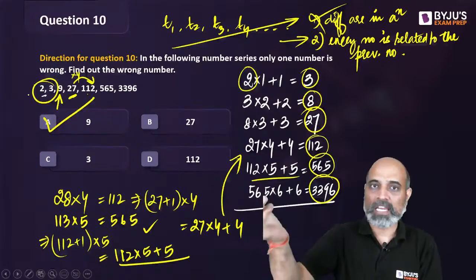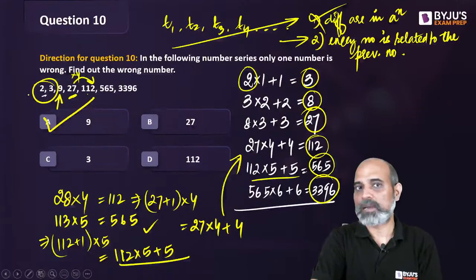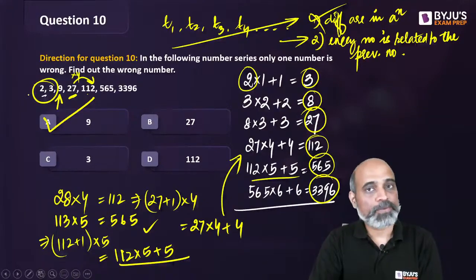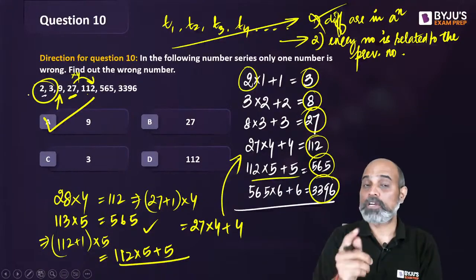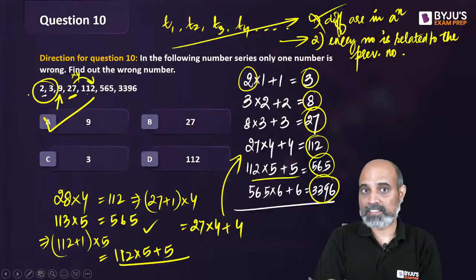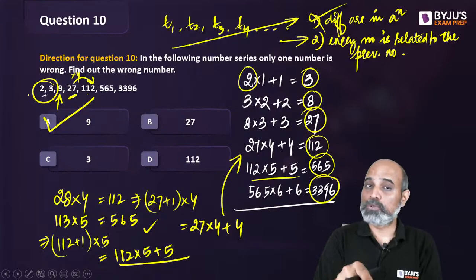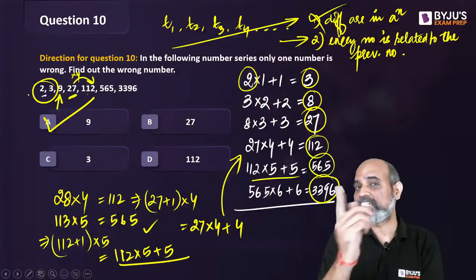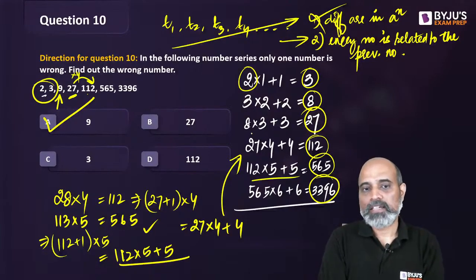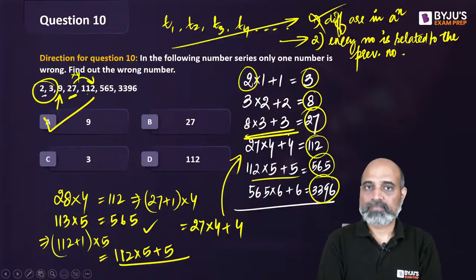Double, if I do, I will have to subtract, but subtraction was not happening between 27 and 112. Something needs to be added. So 27 into 1 plus 1 makes sense. 3 into 2 plus 2 made sense. And 8 to 27 will also go the same way. That is clear now. Okay.